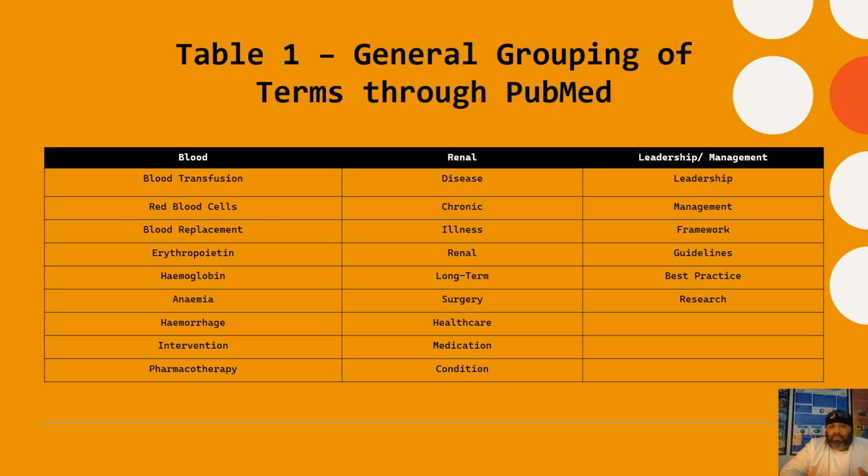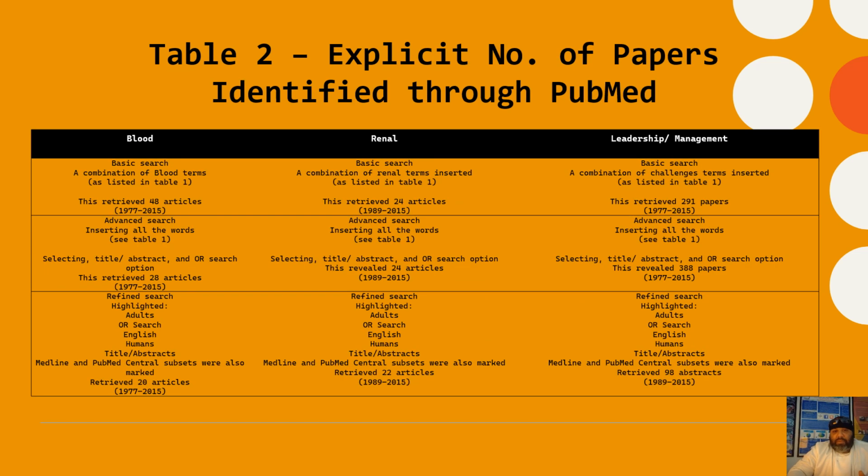So this slide here, Table 1, outlines the general grouping of the terms through PubMed, the PubMed search engine. So in here, there's a table that relates to terminologies relating to blood. Then there's additional terminologies relating to renal, and then there's a few terminologies relating to leadership and management. And what happened then was, as mentioned, an explicit number of papers were actually identified through PubMed.